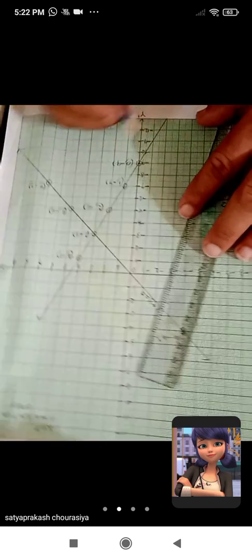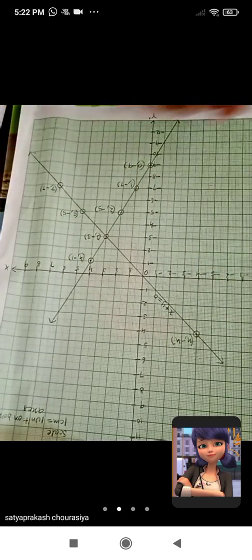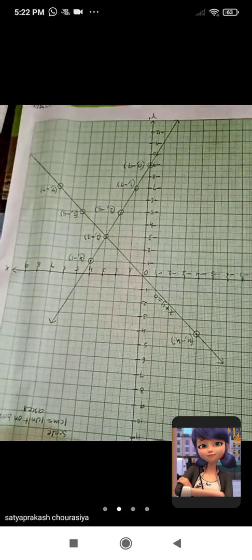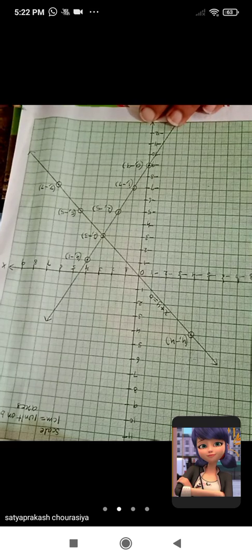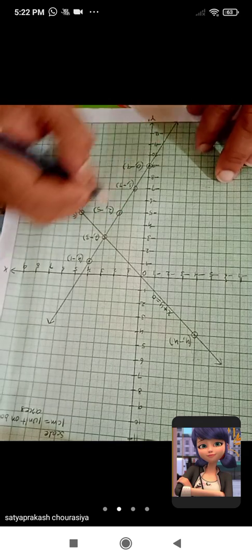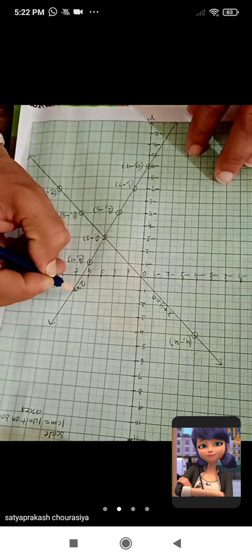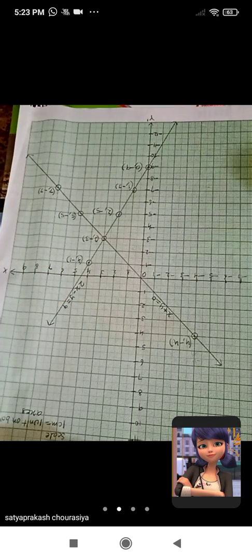Okay, now write down the equation of the line. Two x minus y equals 9. What is the equation of the line? 2x minus y is equal to 9. Okay, now see the point of intersection.